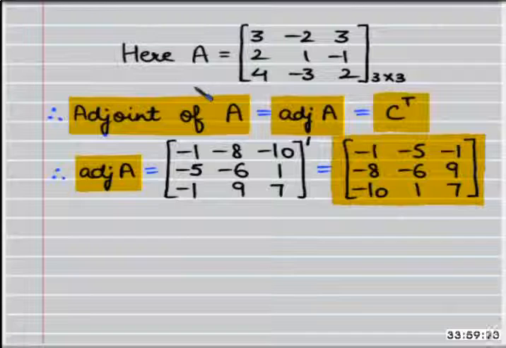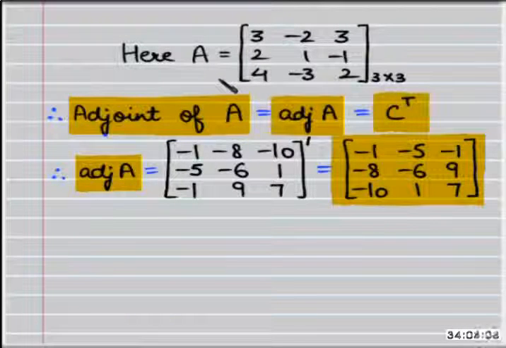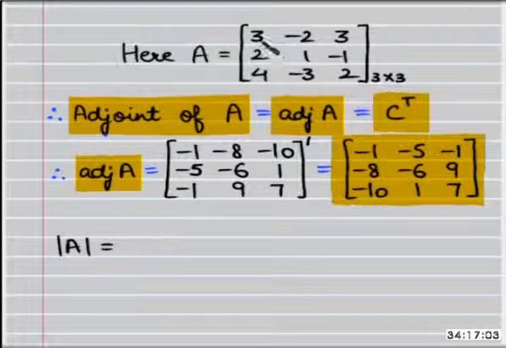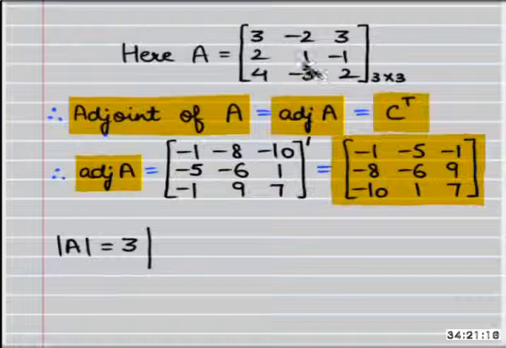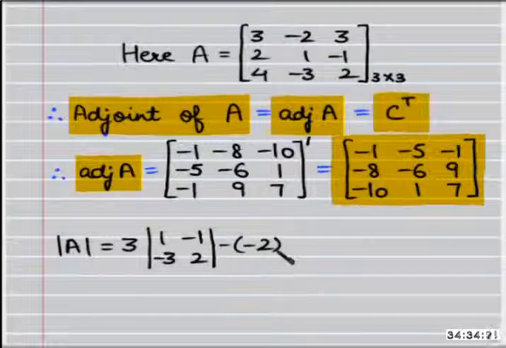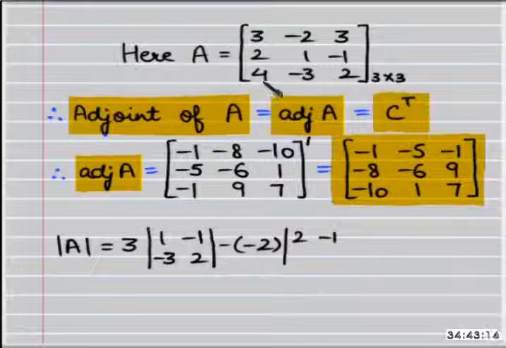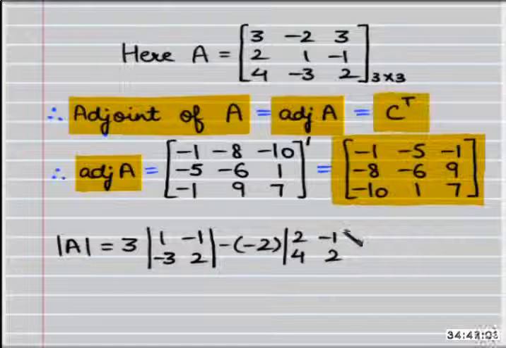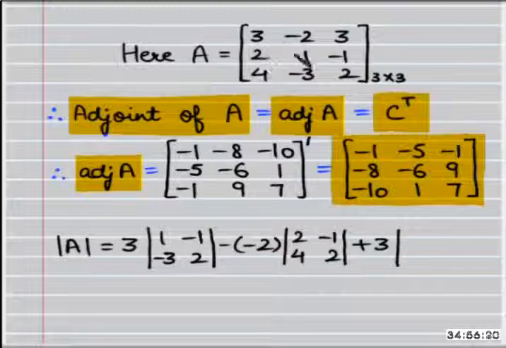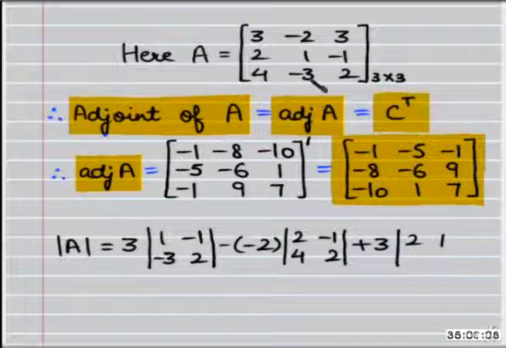Now further, in order to find the inverse of the given matrix A, first of all, we will have to find the determinant of matrix A. So, here determinant of A will be equal to 3 into determinant whose first row elements are 1 and minus 1, and second row elements are minus 3 and 2, minus of minus 2 into determinant whose first row elements are 2 and minus 1, and second row elements are 4 and 2, plus 3 into determinant whose first row elements are 2 and 1, and second row elements are 4 and minus 3.